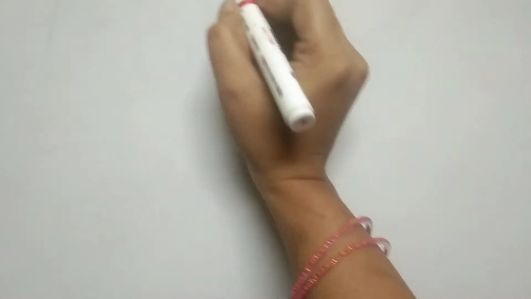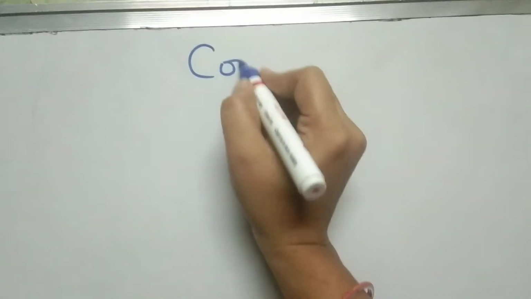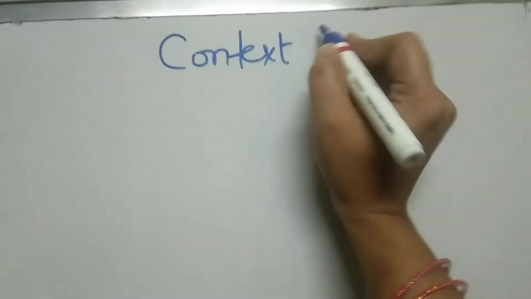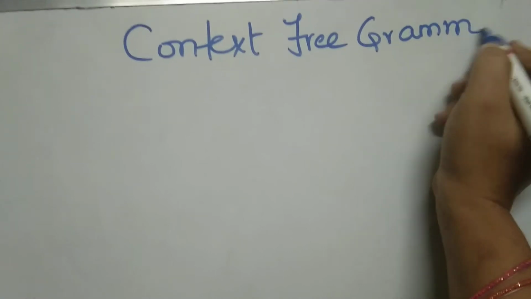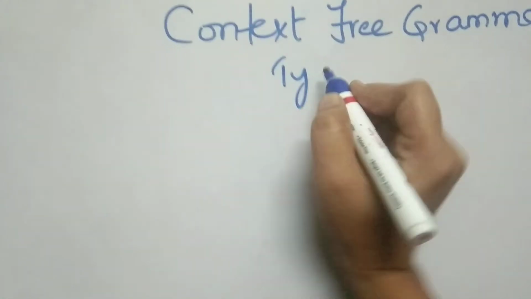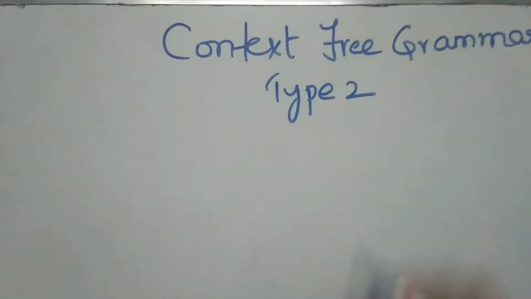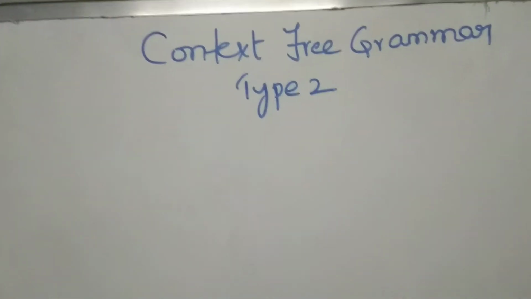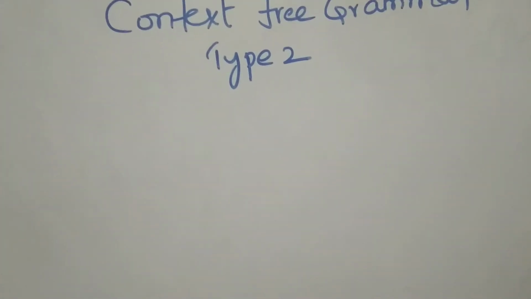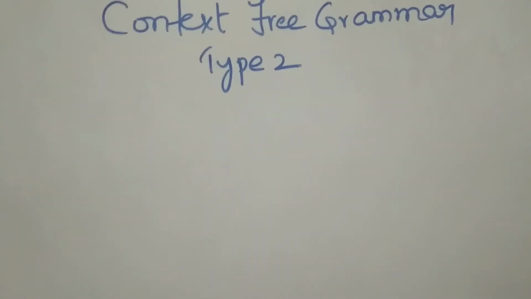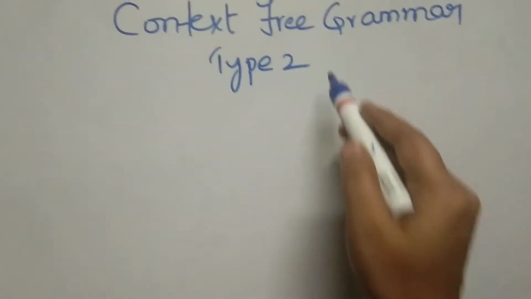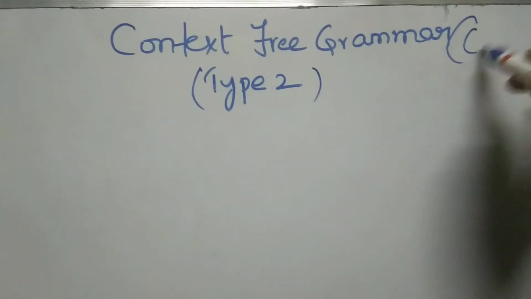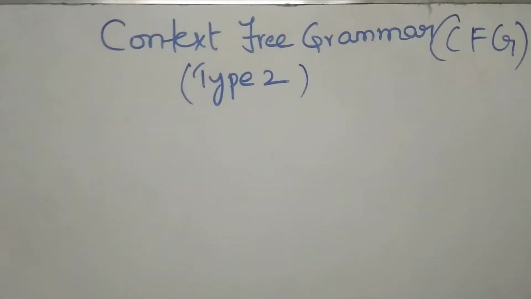Hello friends, in this lecture I will explain context free grammars, which are also called type 2 grammars. In the earlier videos I explained regular grammars, as well as right linear grammar and left linear grammar. In this session I will explain context free grammars, which are also called type 2 grammars. CFG is nothing but context free grammar.